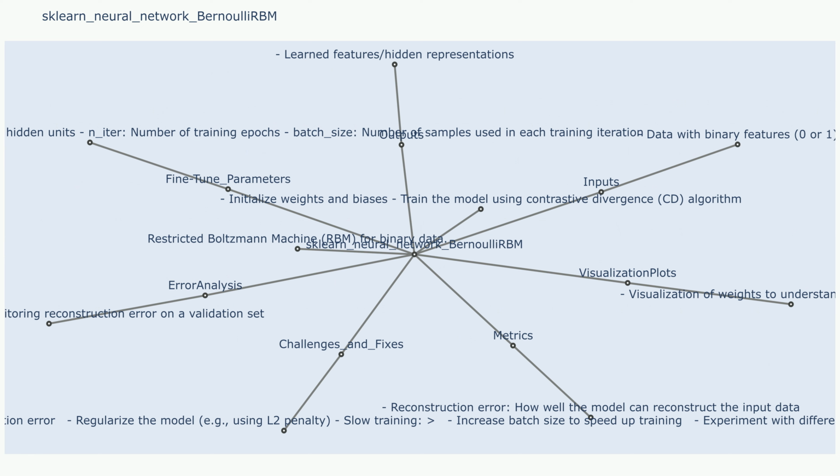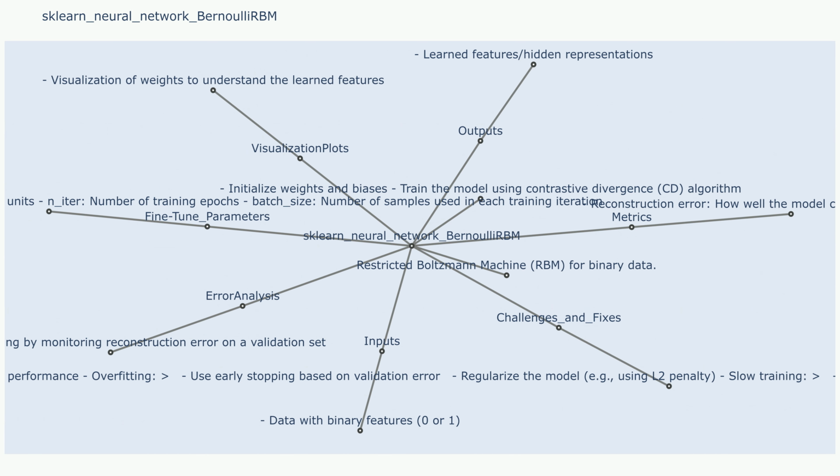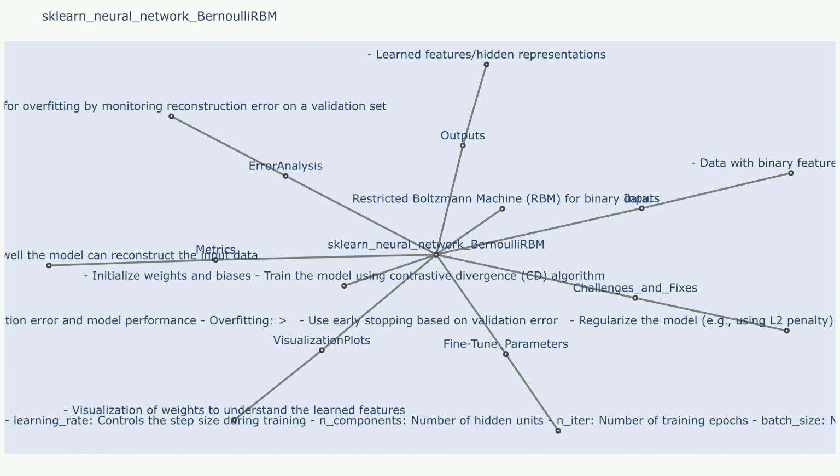Steps: initialization: the model initializes the weights and biases randomly. Contrastive divergence: the model trains using contrastive divergence, which involves iteratively sampling from the data distribution and the model distribution. Gibbs sampling: the model uses Gibbs sampling to generate samples from the model distribution. Metrics: reconstruction error measures the difference between the input data and the output of the model. Free energy measures the energy of the model.